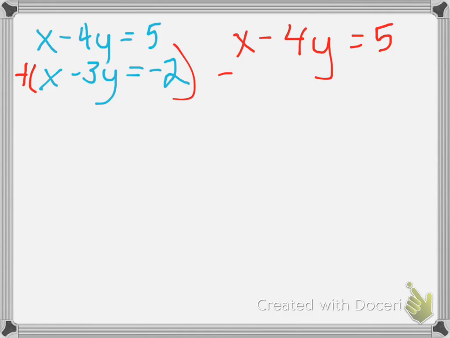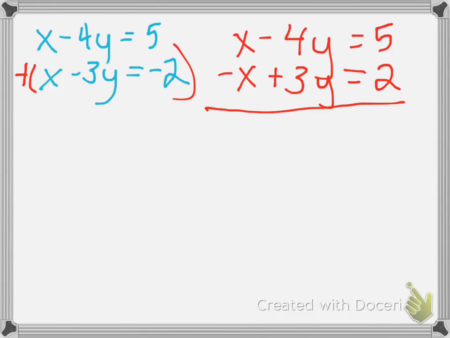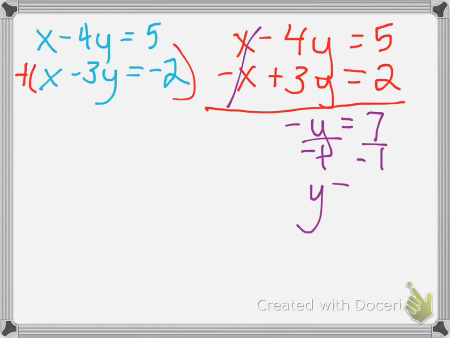Then you need to multiply your entire bottom equation by negative 1. So you have negative x plus 3y equal to 2. Now you can add straight down. Your x's are going to cancel out. Negative 4y plus 3y is negative 1y. Equal 5 plus 2 is 7. Divide by negative 1. And you have y equal to negative 7.